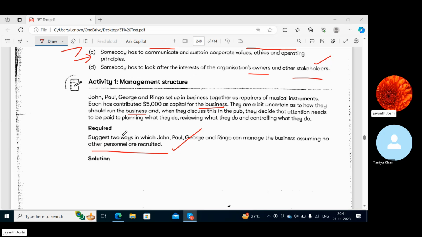Paul, George, and Ringo want to set up business together as repairers of musical instruments. They contributed some capital as well, and they are kind of uncertain as to how they should run the business, because they are new people. They discuss this in the pub and decide that attention needs to be paid to planning what they do, because if they go wrong in the planning stage, then reviewing what they do and controlling what they do. So they're asking how they can manage the business assuming no other persons are recruited.